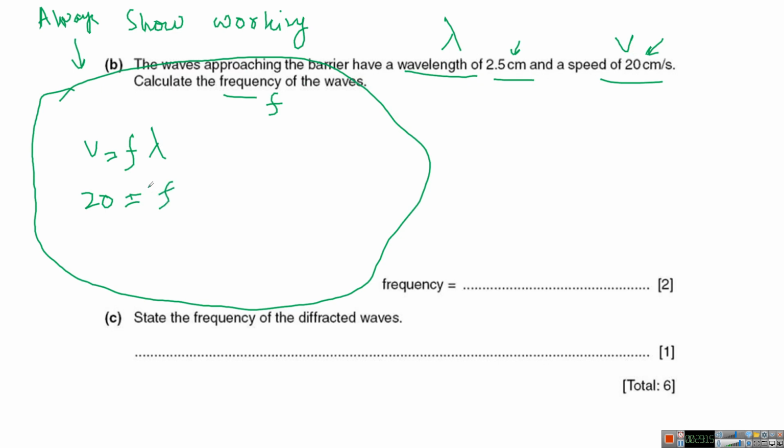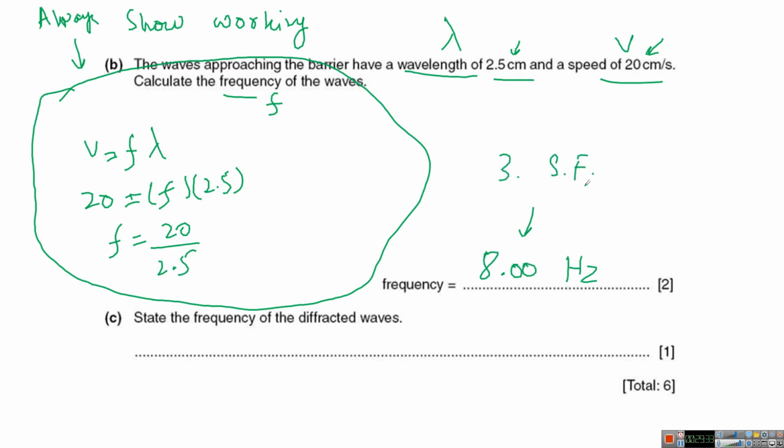So it is going to be 20 into frequency into the wavelength, which is 2.5. So frequency is going to be 20 divided by 2.5, that is going to be 8.00 hertz. Again, look at this. This is 3 significant figures. Keep that in mind. So I've added these two zeros. Why I added these two zeros, you need to understand that this was in decimal, and this was also a two digit, so I need to at least have one zero to collaborate with this decimal fraction of the wavelength.